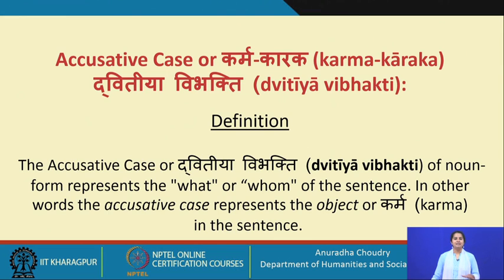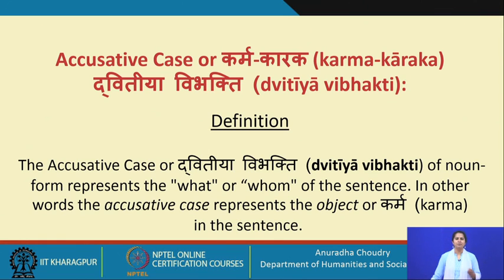So, this is the definition of the accusative or the karma karaka, which literally means the object case, and more simply it is known as the Dvitiya Vibhakti, which literally translates as the second case. Now, the definition is: the accusative case or Dvitiya Vibhakti of a noun form represents the what or whom of the sentence. In other words, the accusative case represents the object or karma in the sentence.